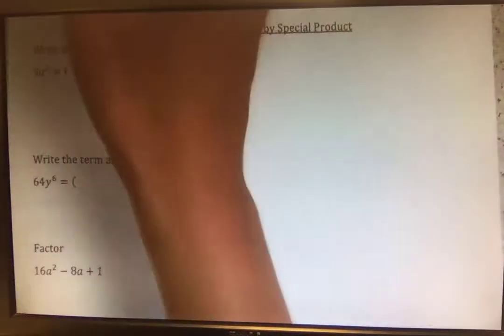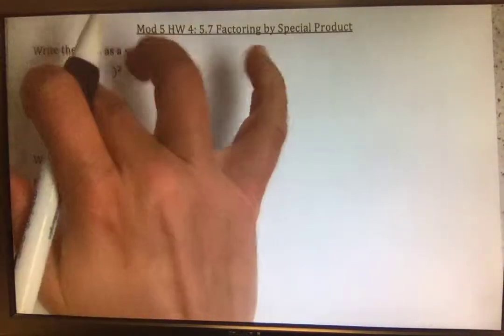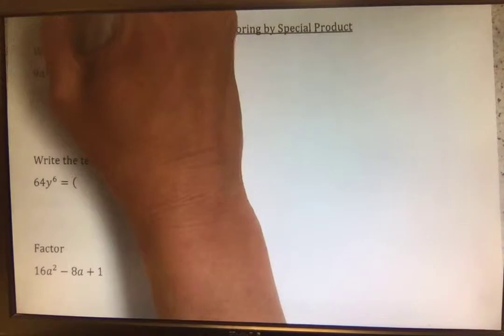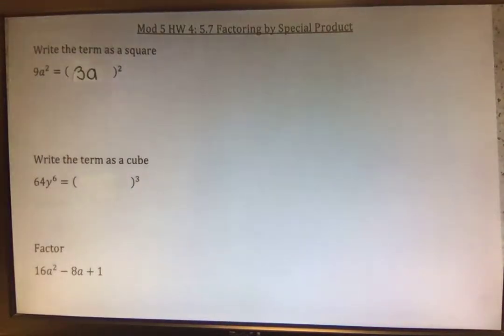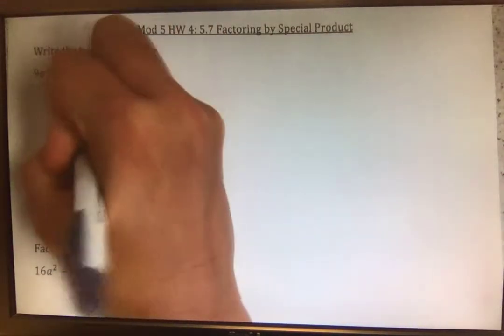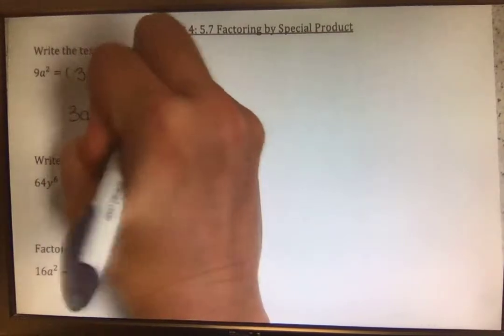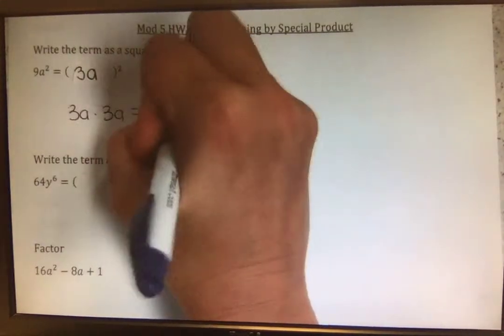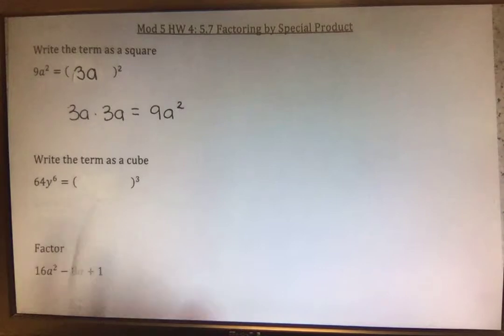So I know 3 times 3 will give us 9. 3 squared will give us 9. And a times a, so a squared will give us that a squared. So that way 3a times 3a will give us 9a squared. Same concept for the next one.